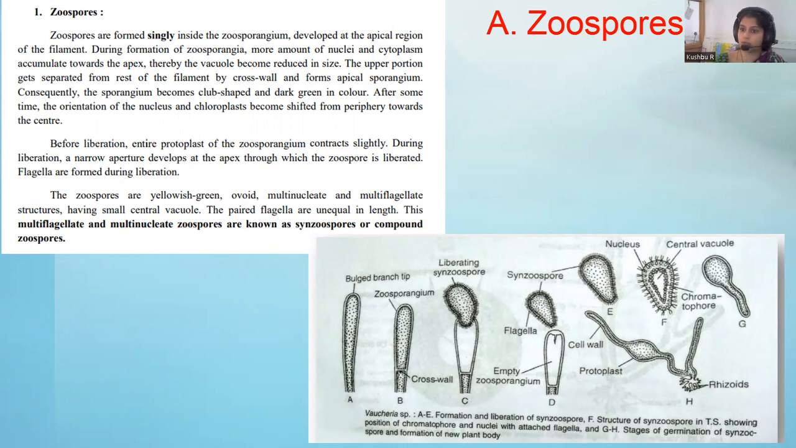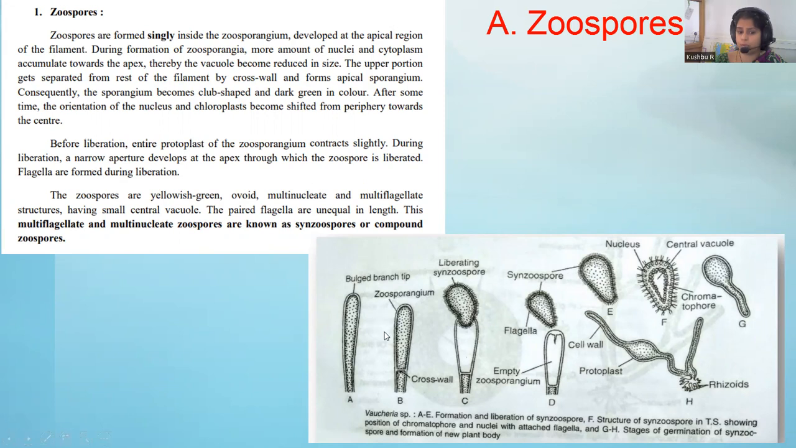Zoosporangium are the ones which hold zoospores within them. Sporangium is generally a bag or a socket inside which it will hold the spores. So when I say zoosporangium, it is a bag or a socket which holds zoospores in it.